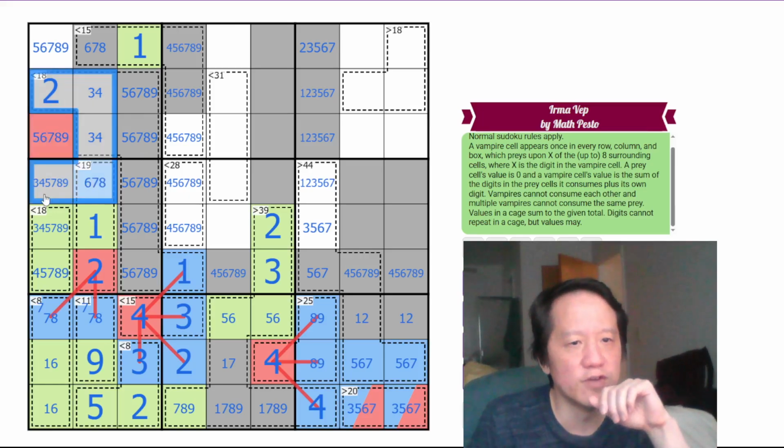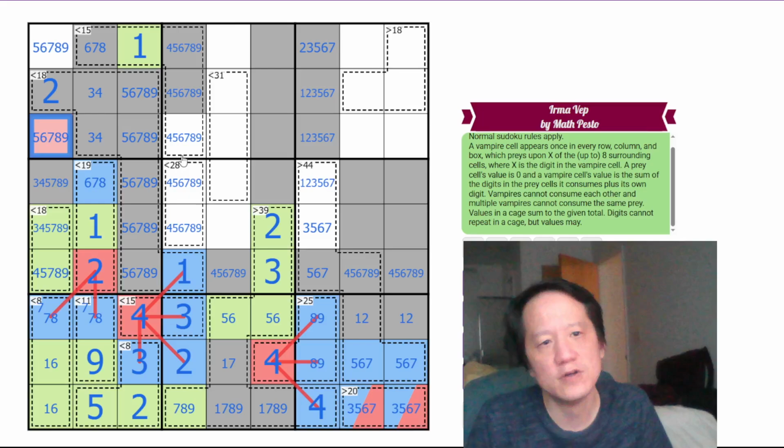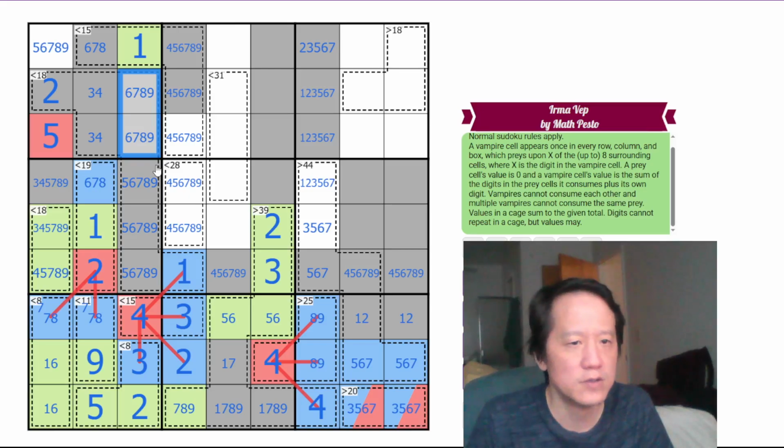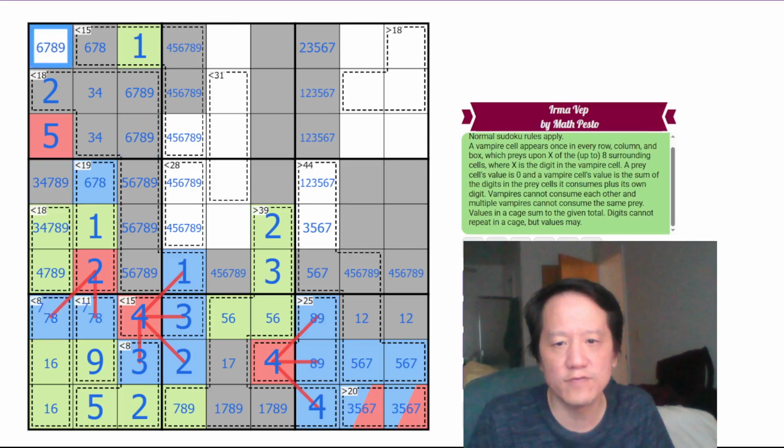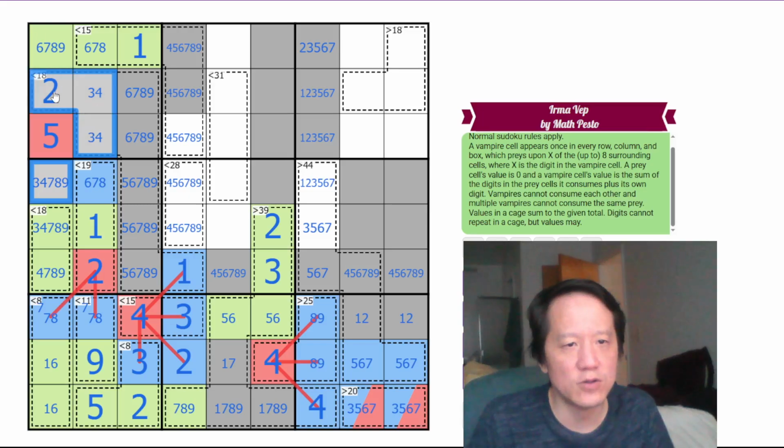It can only vampire 5 at most, and it has to be 5 at minimum. So this is 5, which means 5 cannot be here. 5 cannot be here either. 5 can't be here. So this is not vampired out. Sorry, it's not vampire or prey. This 5 means all of these are prey. So these are all prey.